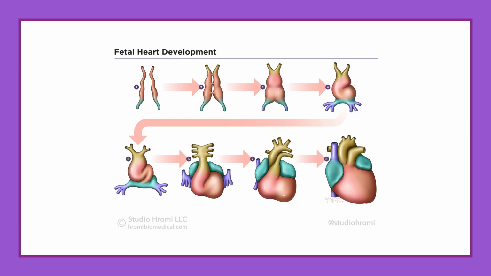There it is. It starts out as just 2 little tubes, and they join together and form the top and the bottom, and then they turn into what looks kind of like a snail, and they continue to develop, and then we have a 4-chambered heart early in development.